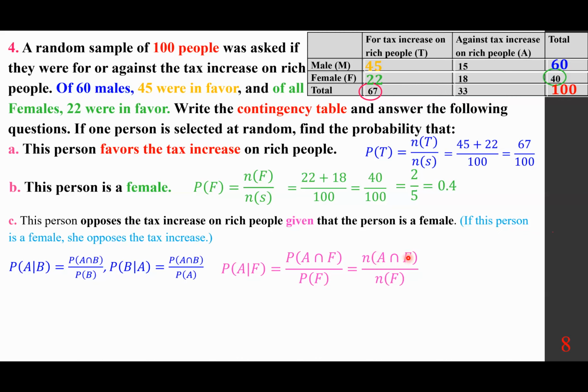Now, A intersection F. So this one and this one, what is in common? 18. 18 over 40 is the answer. You simplify it to 9 over 20 or 0.45.